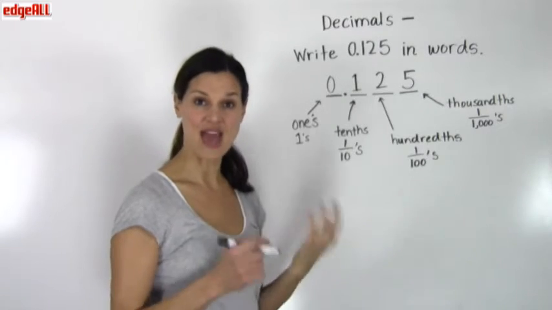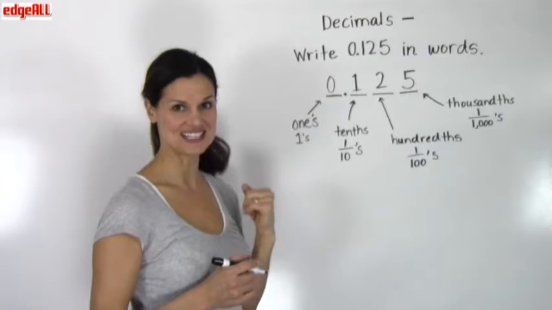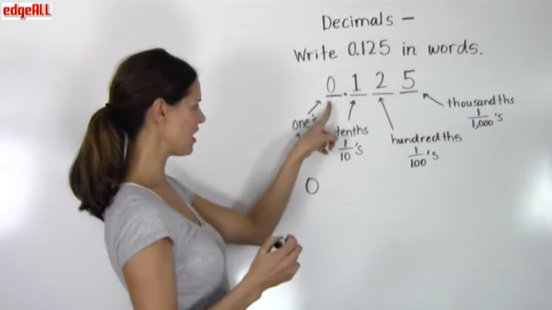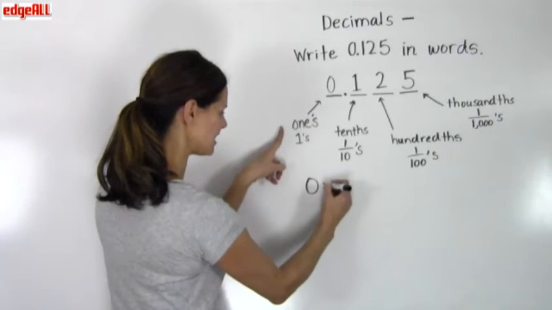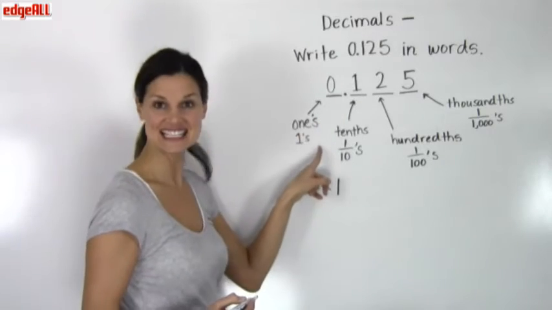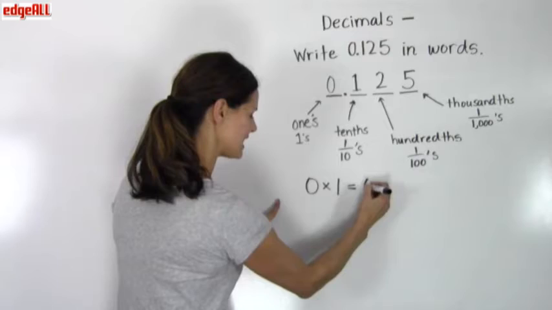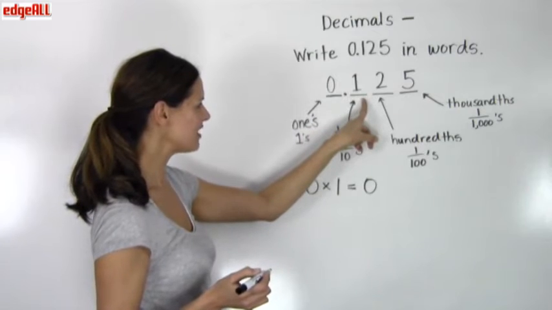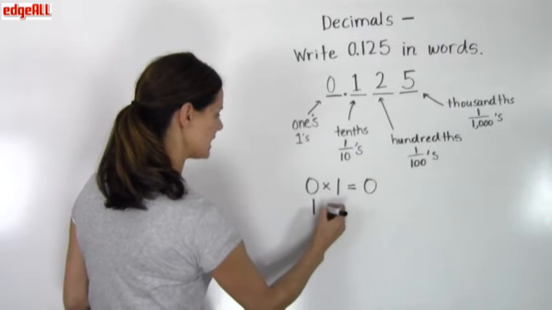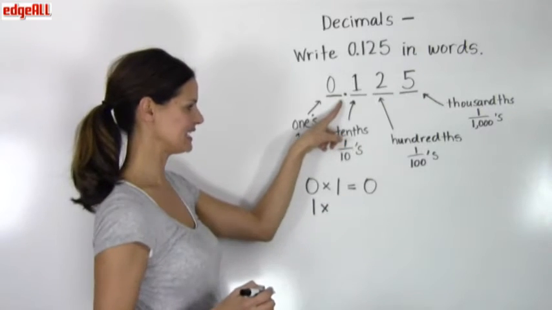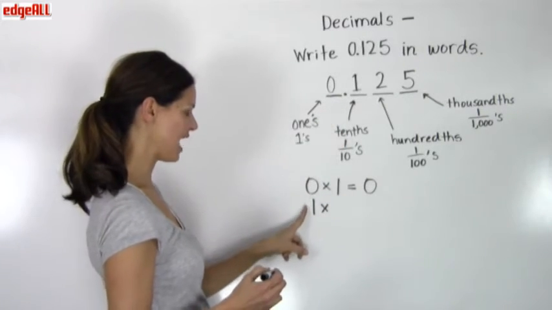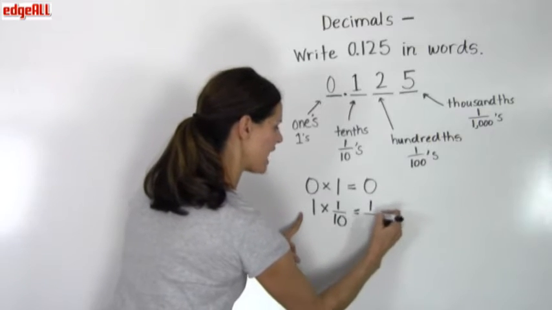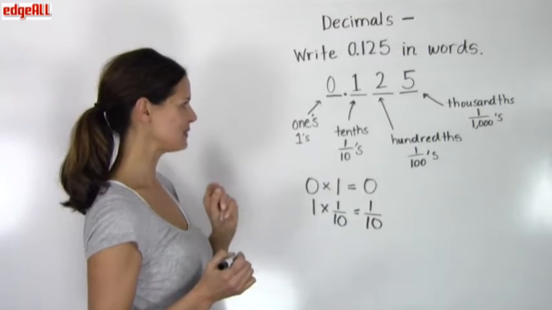So if we want to look at the value of each digit in our decimal number, we are going to start with the 0. Our 0 is in the ones place. And so we take our 0 and we multiply it by the place that it's in, and we end up with 0 times 1 equals 0. So the value of this 0 is 0. Over here, my 1 is in the tenths place. And so the value of that is 1 times 1 over 10, and that then is 1/10, since it's in the tenths place.